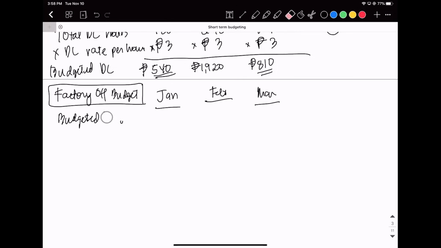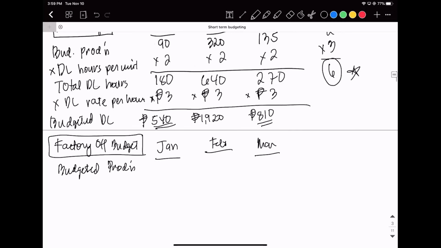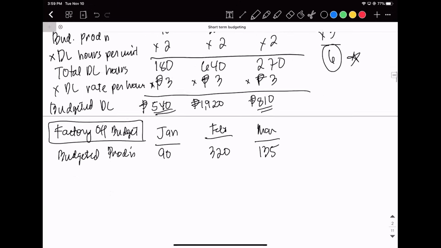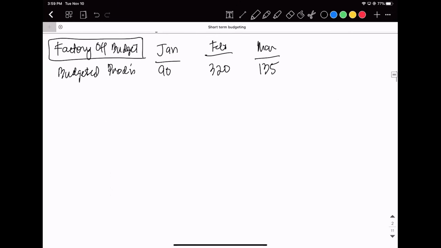Budgeted production. Okay, so gamitin natin yung ito. So 90, 320, and 135. Okay, so let's start with the variable overhead.